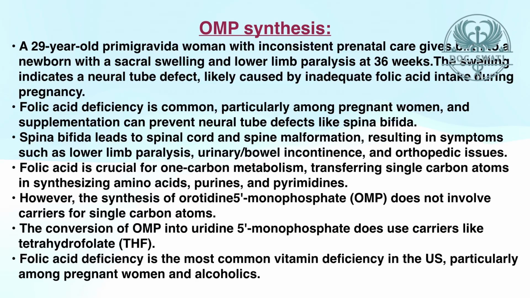Spina bifida leads to spinal cord and spine malformation, resulting in symptoms such as lower limb paralysis, urinary and bowel incontinence, and orthopedic issues. Folic acid is crucial for one-carbon metabolism, transferring single carbon atoms in synthesizing amino acids, purines, and pyrimidines. However, the synthesis of orotidine 5 monophosphate (OMP) does not involve carriers of single carbon atoms. The conversion of OMP into uridine 5 monophosphate does use carriers like tetrahydrofolate. Folic acid deficiency is the most common vitamin deficiency, particularly among pregnant women and alcoholics.